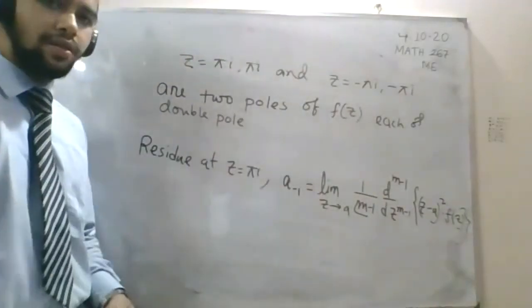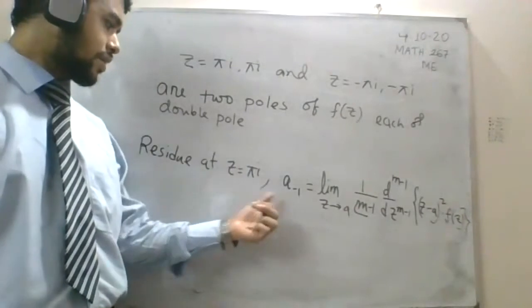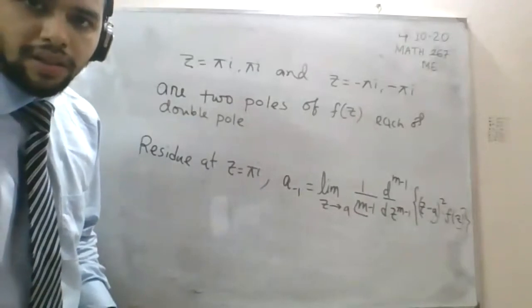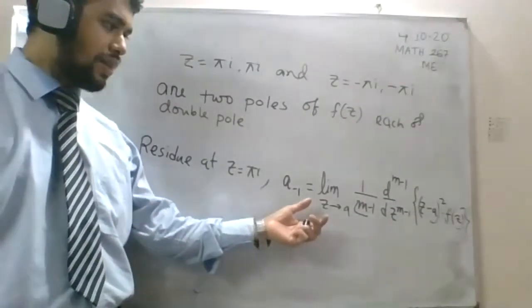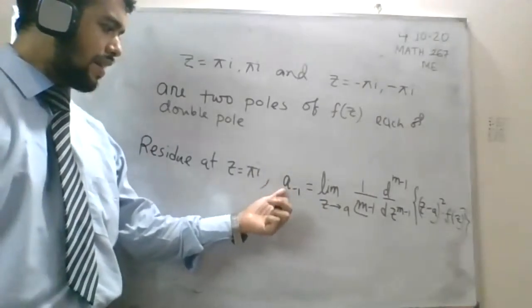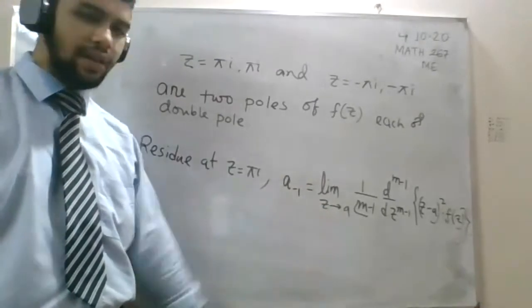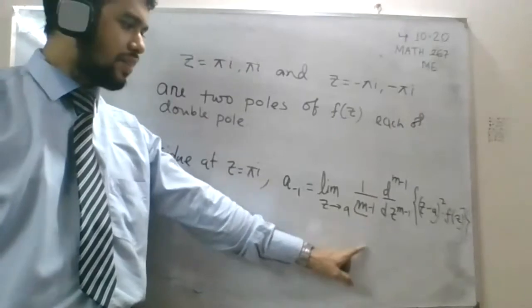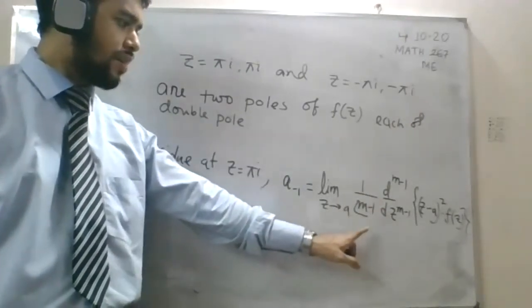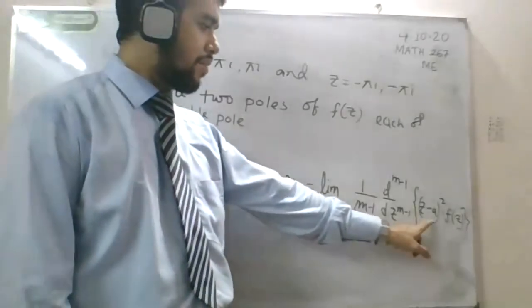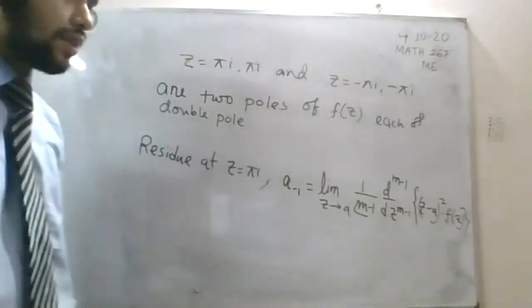Okay, so this is your formula, which is the double pole formula for residues. Not only for a double pole, this will hold for a higher pole of order m. So here a minus 1 equals limit z tends to a, 1 by m minus 1 factorial, d to the power m minus 1 divided by dz to the power m minus 1, into z minus a whole power m into f z. Okay, so this is the formula.